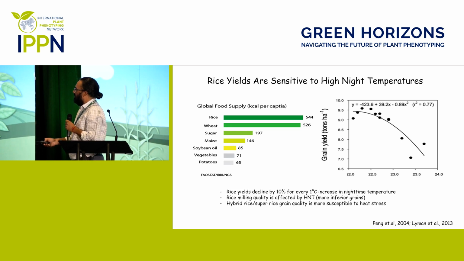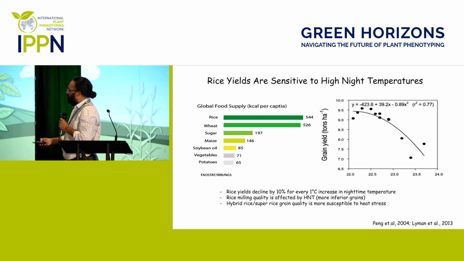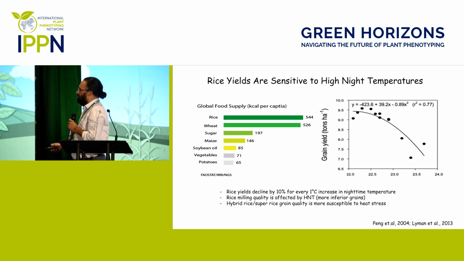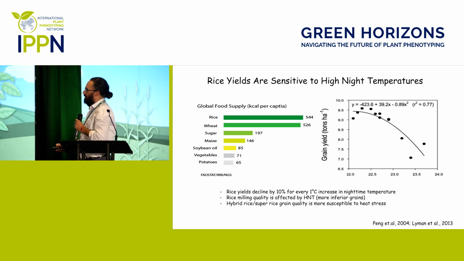So this was data from 2004 from a field experiment led by the International Rice Research Institute, which showed that for about a 1 degree increase in the nighttime temperature, or the average low temperature during the growing season, you could get up to about a 10% decline in the yield.